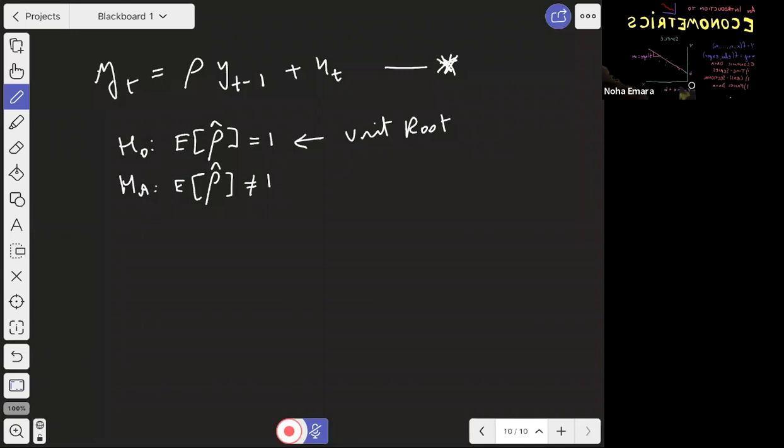Or let me be more specific for the alternative. You want to know whether it's stationary. So this one is stationary. This one is a special case of non-stationary. Okay, so the test is all about this rho. There is an alternative way of writing this test. So you can write the star in an alternative way.